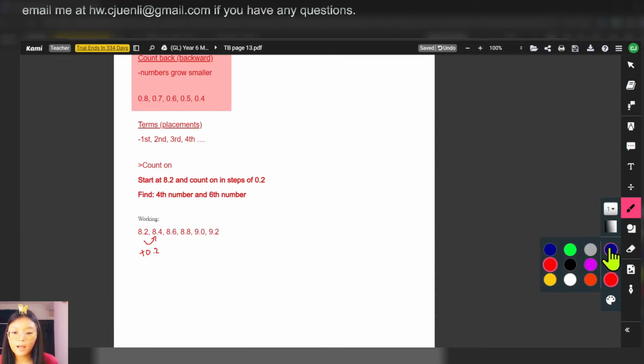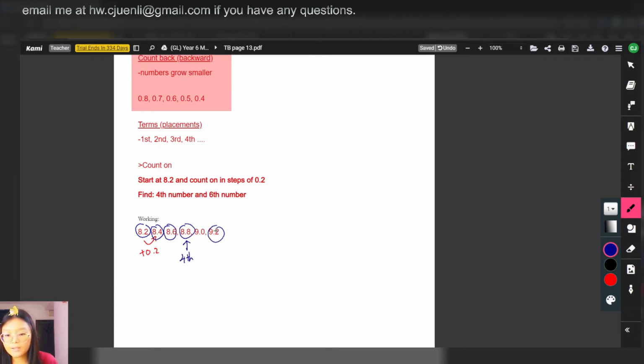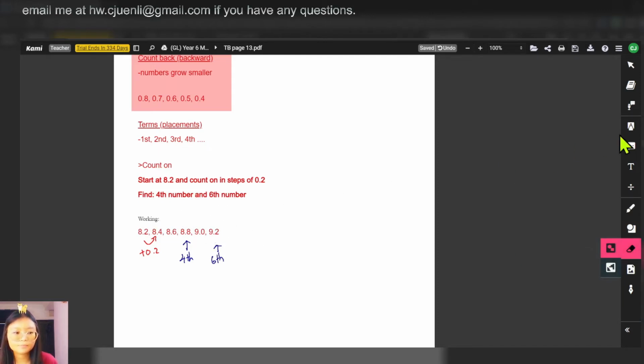Now, the first thing I want to know is the fourth and sixth number. So let me count. Over here we have 1, 2, 3, 4. Okay, this is my fourth number. So let me write there, fourth. And 5 and 6, this is my sixth number. So the rest, let me delete it. Fourth and sixth. Right, so you can even highlight it.